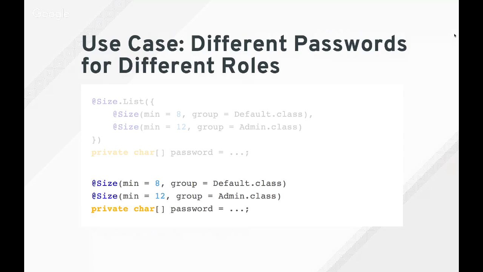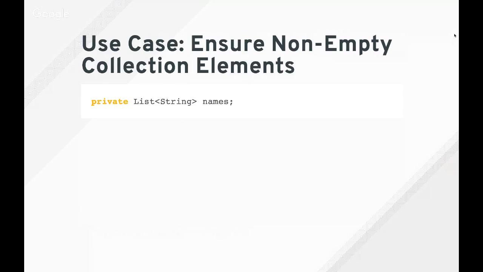So using this repeatable annotation, which we have seen, under the hood, this @list annotation is still present in the bytecode. But for me as a user of this constraint, it's getting a bit simpler, which I would say is very nice. And then the next use case is I would like to make sure that my collection of, let's say, strings does not contain any empty elements.